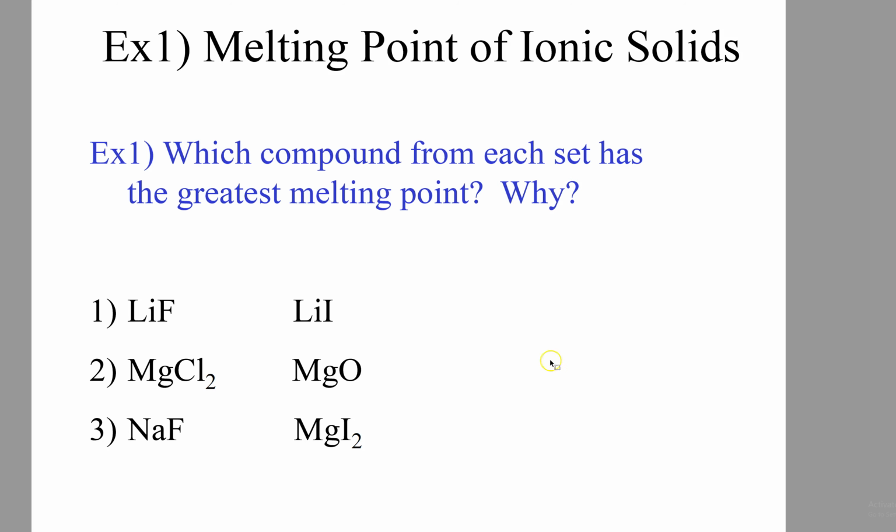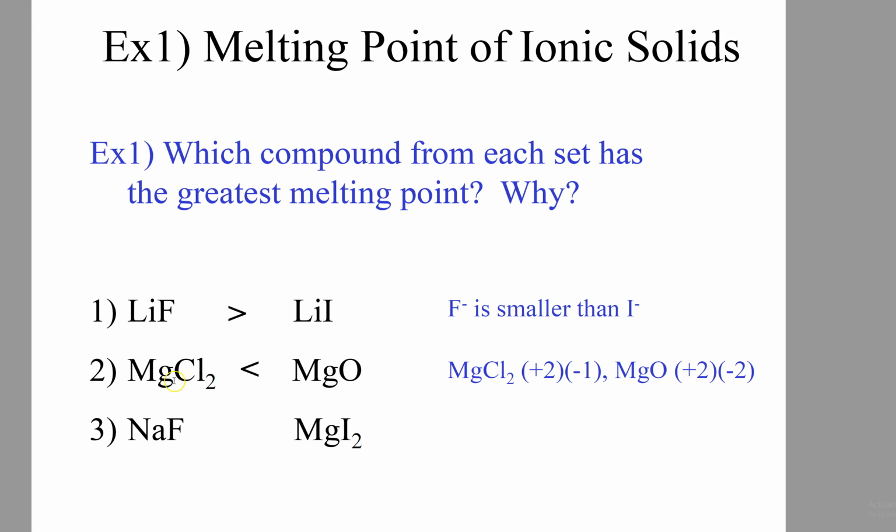Alright, so the first thing is, let's take a look at the overall charge for lithium. Lithium is a positive 1, and fluorine is a negative 1. Same thing with Li and I. The problem here is that since they're both similar charges, now we have to take a look at the distance between them, and specifically the radius of each one. Fluorine has a smaller radius than iodine, while iodine has a larger radius. So if we take a look at the first example, F minus is smaller than I minus.